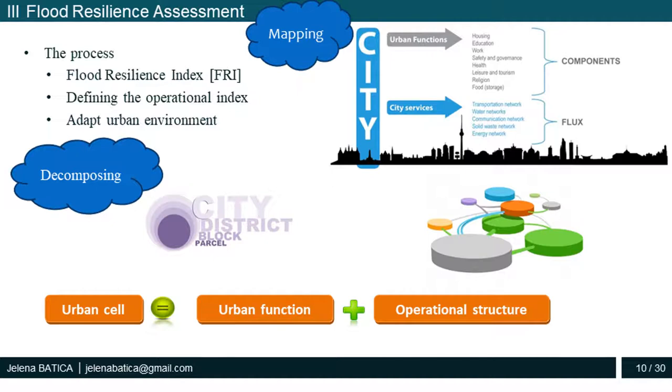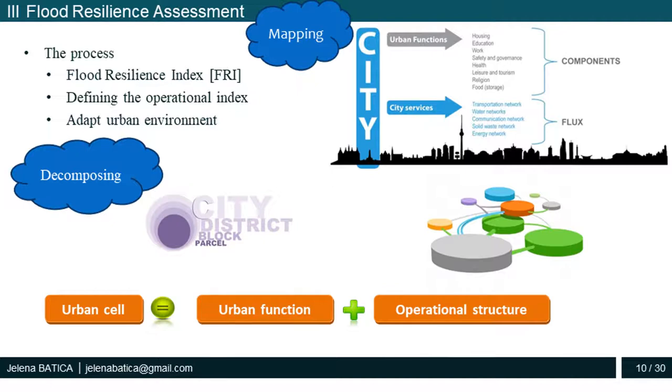In urban functions, there are 8 components: housing, education, work, safety and governance, health, leisure and tourism, religion, and food storage. For the city services, usually that's the place where you are putting the critical infrastructure: transportation network, water network, communication, solid waste network, and energy network. When you're mapping your case study like this, afterwards it's much easier to define some elements of the flood resilience.